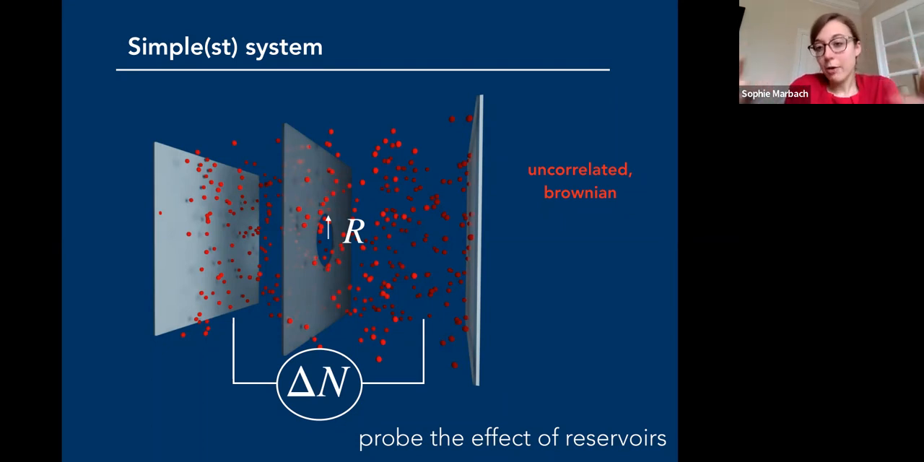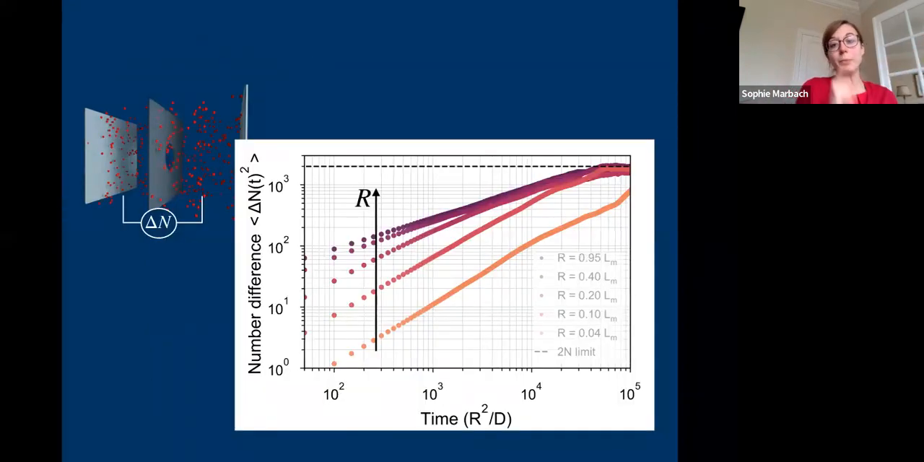It's not the average of delta n over noise, but the mean square displacement of this quantity: delta n squared, averaged over noise, versus time. So here I'm measuring exactly the mean square displacement of this quantity delta n. Okay, now here I'm plotting it for different values of the pore radius r.